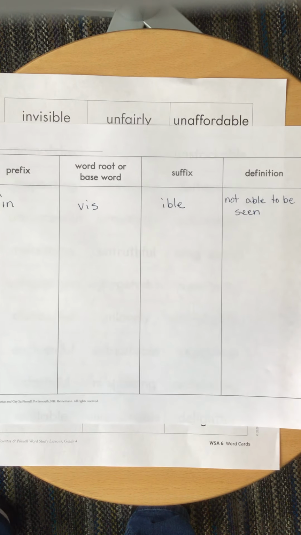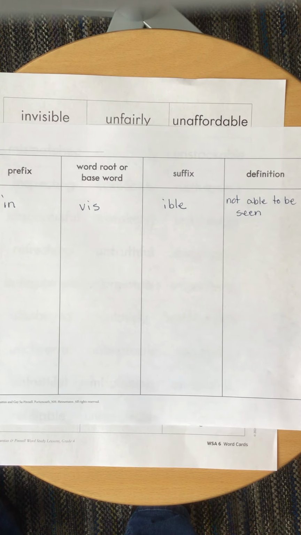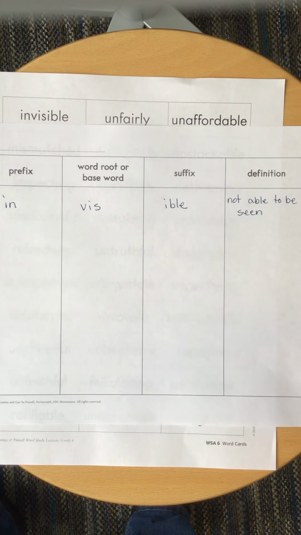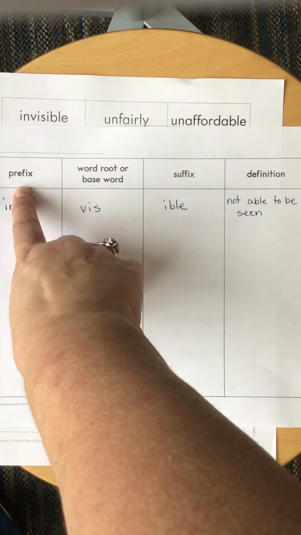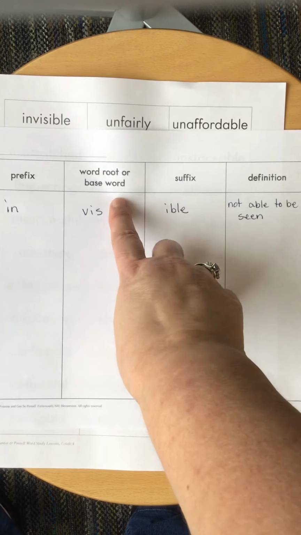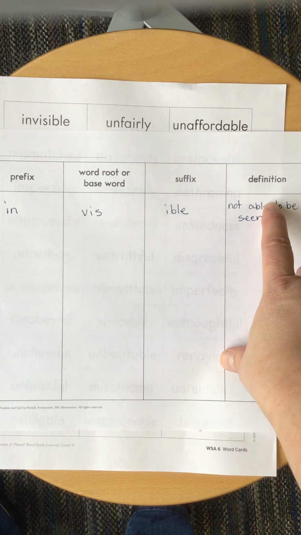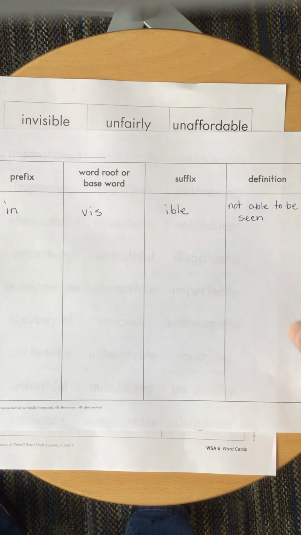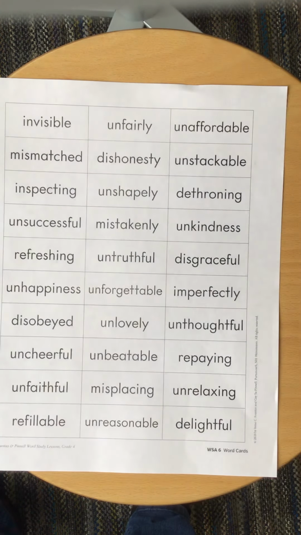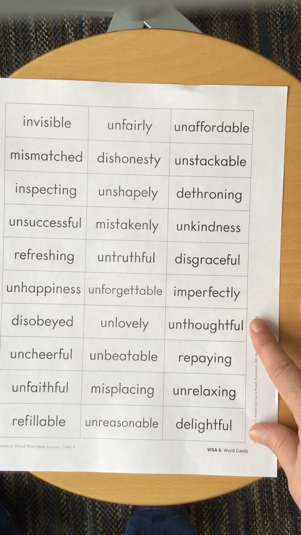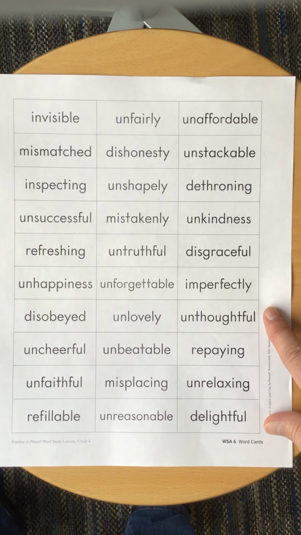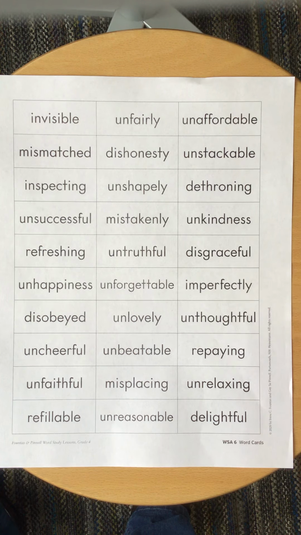So you're going to make a chart in your reader's notebook. One heading for prefix, root word or base word, suffix, definition, and you can pause the video and copy those out. And then just choose 4 of the words from this list. Make sure you choose 4 that are kind of a challenge to you, because it doesn't help you if you just pick words that you already know.